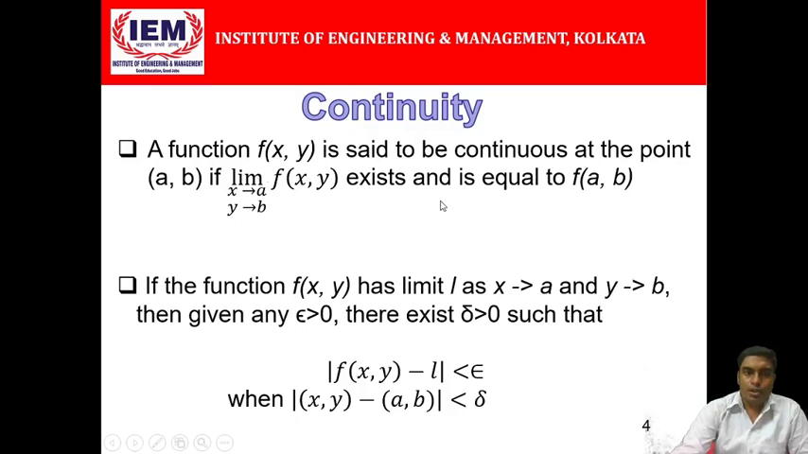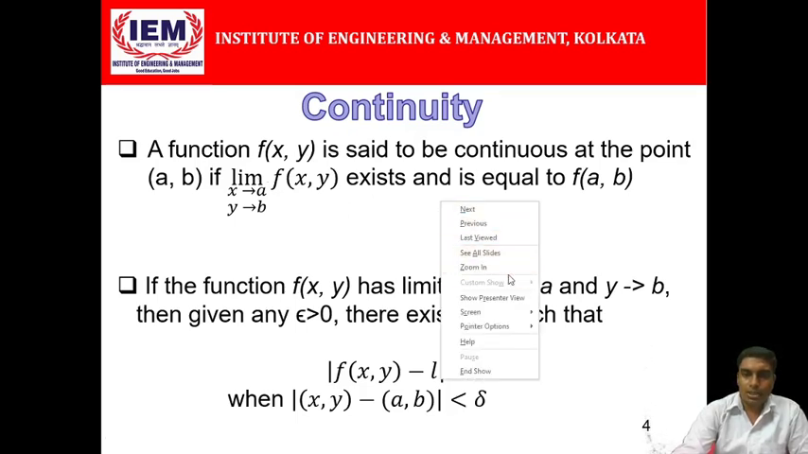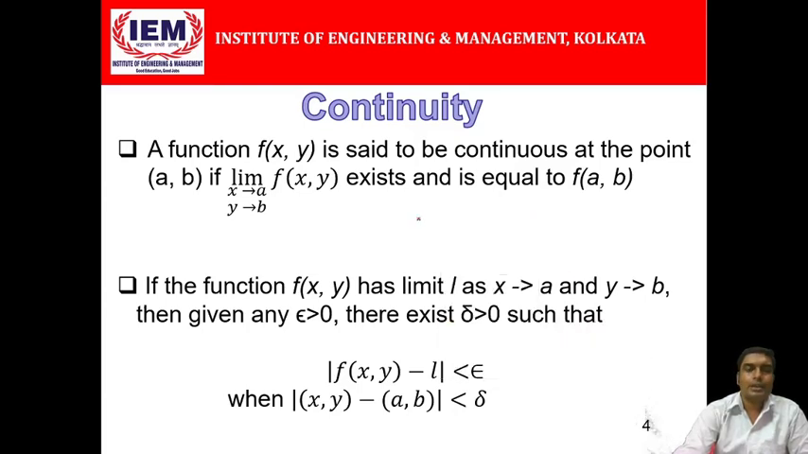Suppose you have one function f of x, y, that I already discussed in the last two lectures, where we will have more than one independent variable. So x and y are the two independent variables here, and suppose that it is continuous at the point a, b. Then the limit of this function at the point a, b should exist, and it should be equal to the exact value at the point a, b.